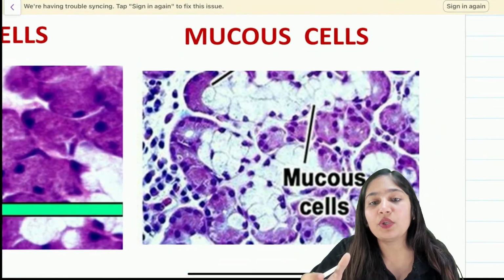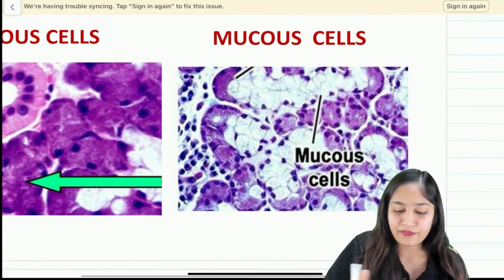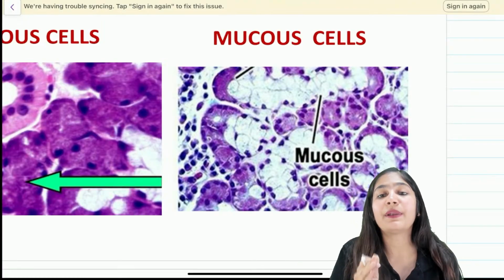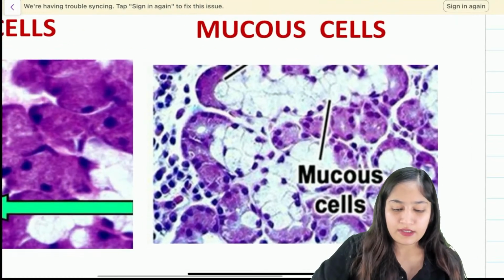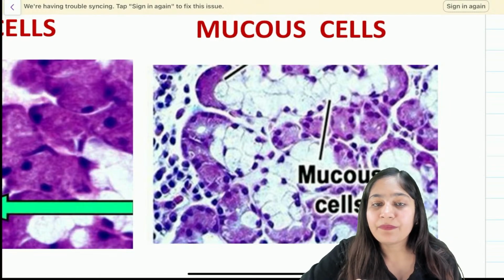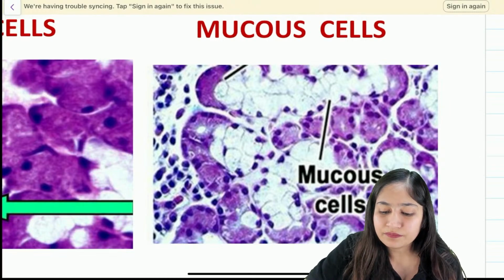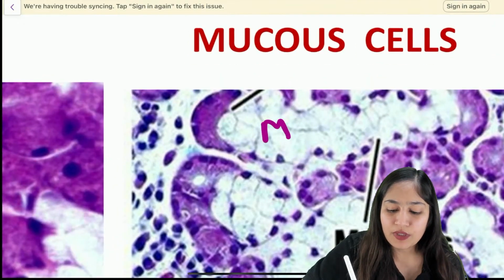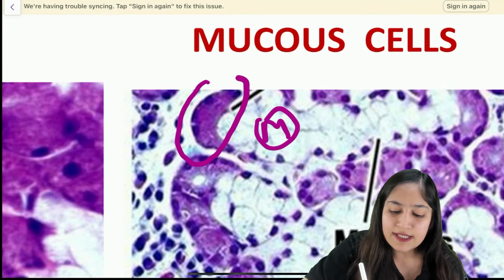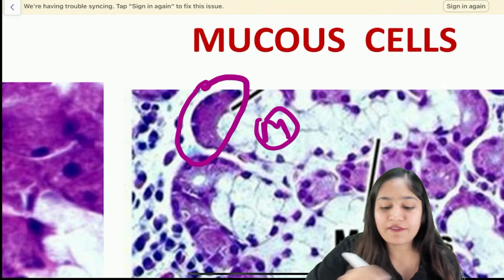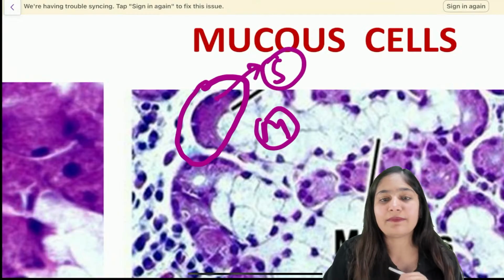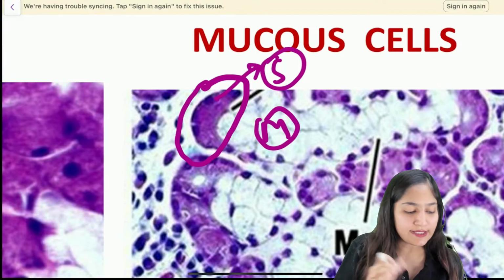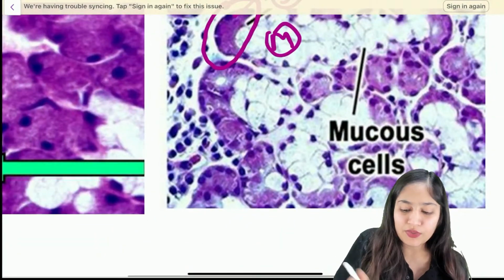Now coming to demilunes, serous demilunes. What are serous demilunes? They are half moon shaped serous acini present over the mucous acini. So in this image, can you appreciate the serous demilunes? Here you can see this is our mucous acini and this darkly stained half moon shaped portion is our serous acini. So half moon shaped serous acini seen over the mucous acini are our demilunes.